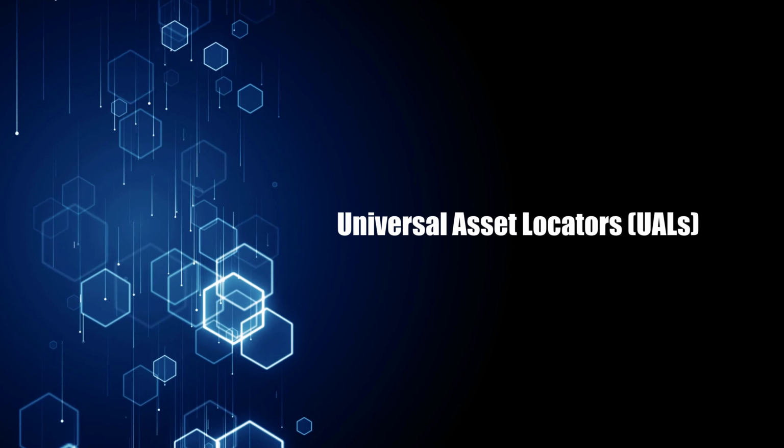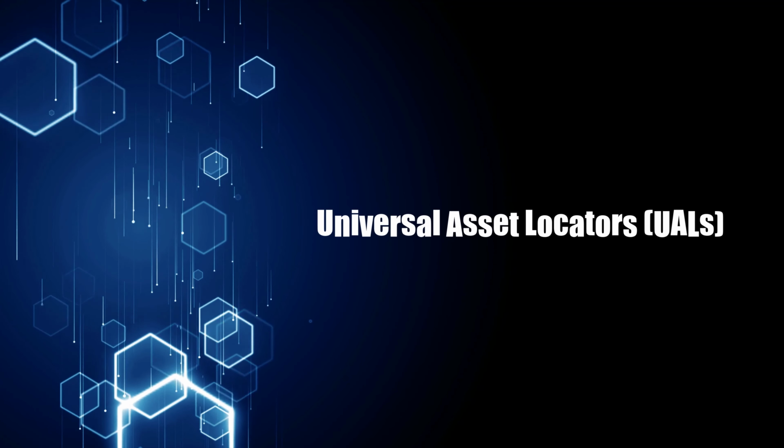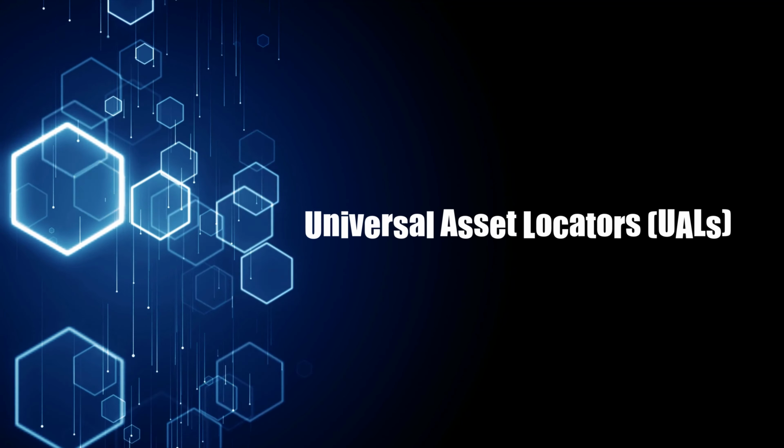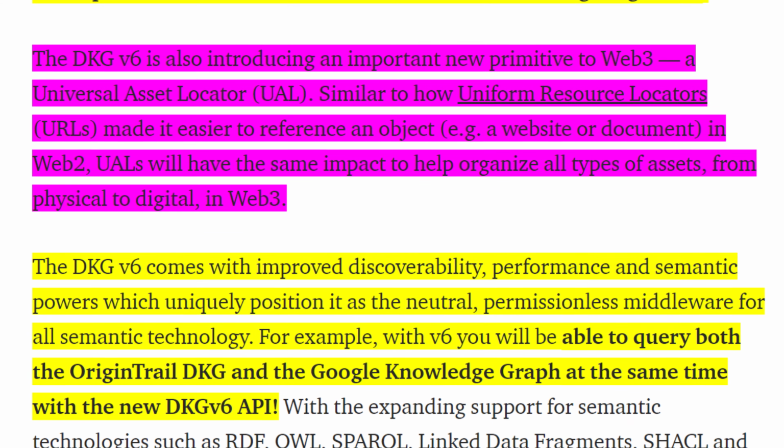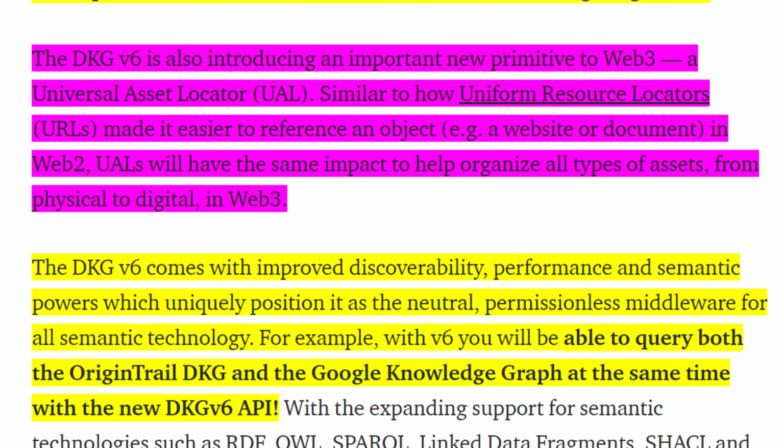So now we're going to start talking about the UALs. So let's read. The DKG version 6 is also introducing an important new primitive to Web3, a universal asset locator. Similar to how uniform resource locators, URLs, made it easy to reference an object, for example a website or a document in Web 2, UALs have the same impact to help organize assets from the physical to digital world.